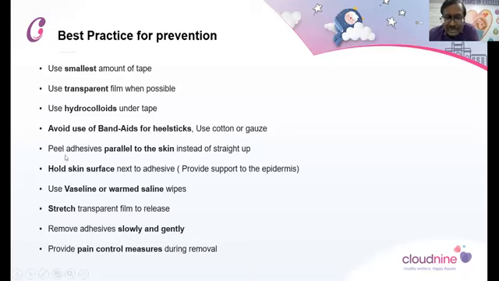Whenever you are peeling the adhesive tape, when you are removing it, it should be parallel to the skin instead of straight up. So just be aware. And hold the skin surface next to the adhesive when you are removing the tape. You can use Vaseline or warmed saline wipes while removing. That will help in the removal. You have to stretch the transparent film to release, and also do it very gently. You should have patience. Otherwise, as I told you in the beginning, it will peel off the epidermis. And always don't forget the pain control.